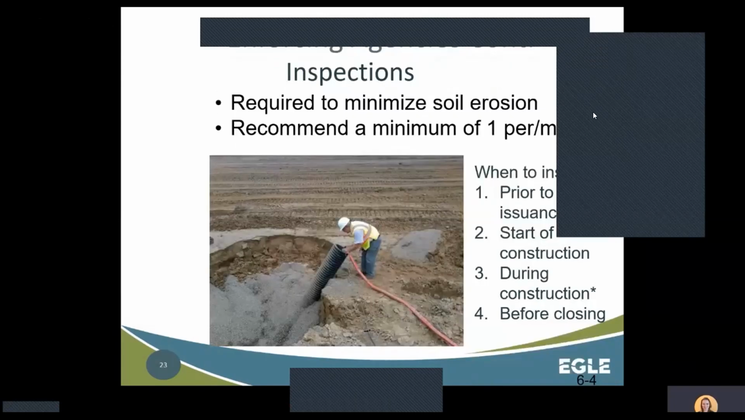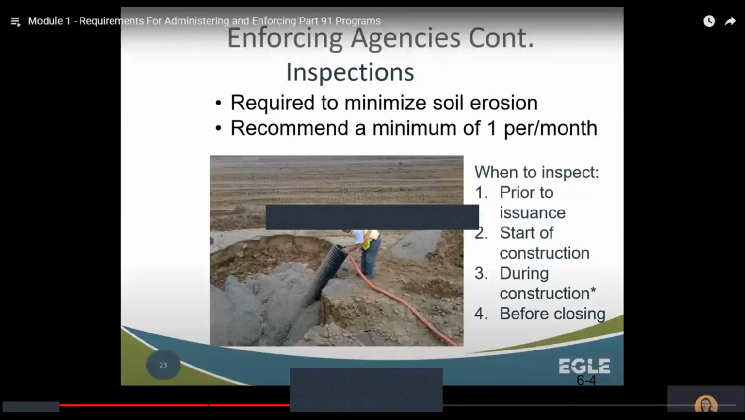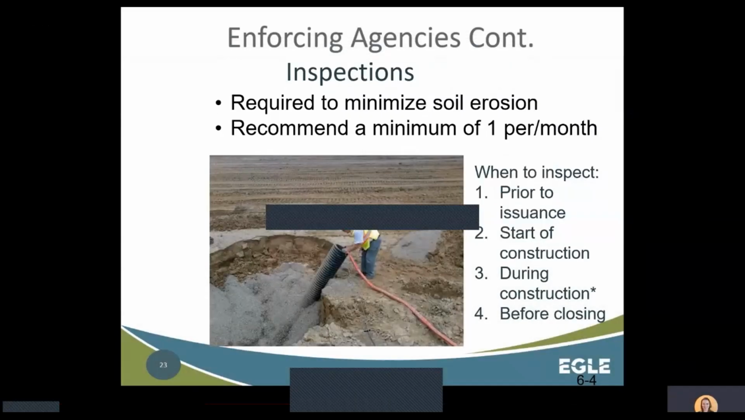Inspections are required to minimize soil erosion. EGLE's expectation is that the enforcing agencies are inspecting sites at a minimum of once a month on top of the weekly and storm event inspections performed by the permittee. The law requires that inspections occur to minimize soil erosion. EGLE recommends the enforcing agency perform a minimum of 4 inspections per site prior to permit issuance.